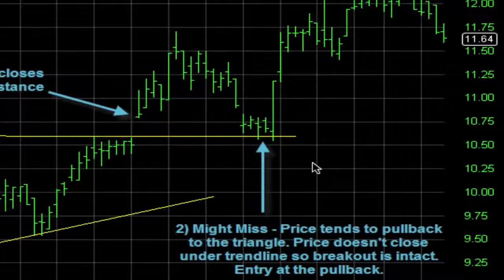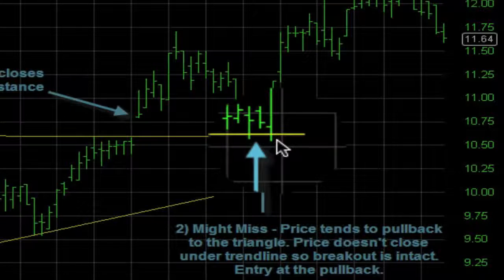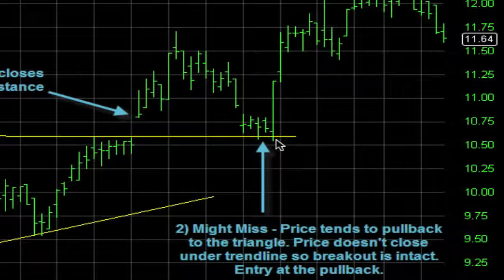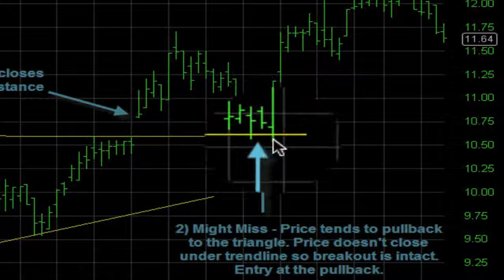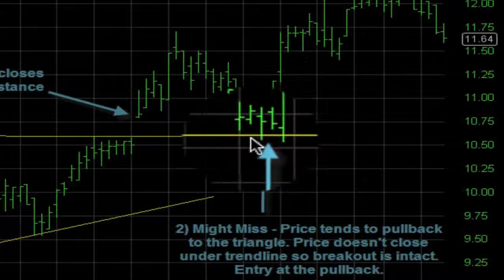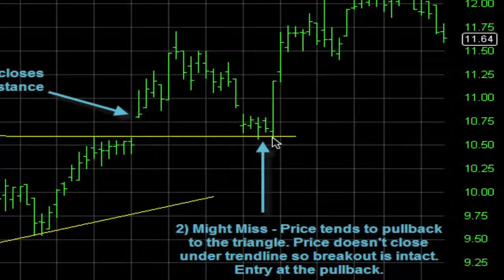Another place to go long is at the pullback to the triangle. You don't always get this pullback, but if and when you do, you got a high odds trade as well. You never get a close below the trend line, so this pattern is still intact, so you can go long here.